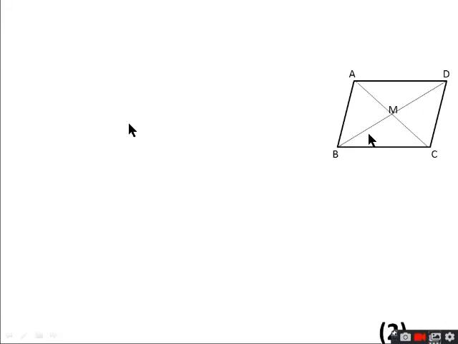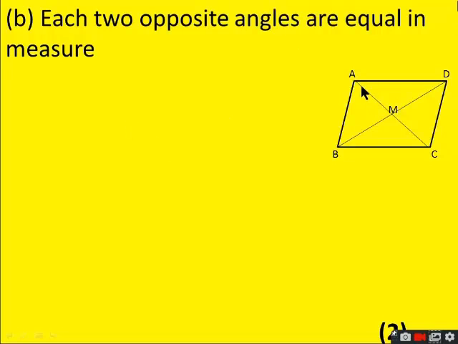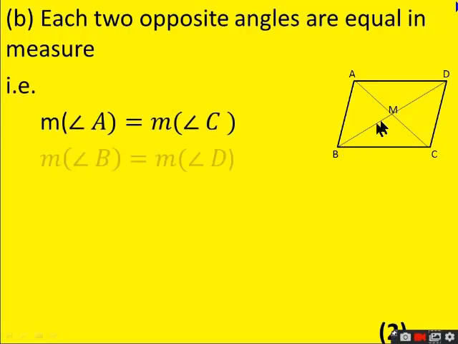The second property of the parallelogram is each two opposite angles are equal in measure. That is, angle A and angle C are called opposite angles. Angle B and angle D are called opposite angles. The measure of angle A equals the measure of angle C, and the measure of angle B equals the measure of angle D.